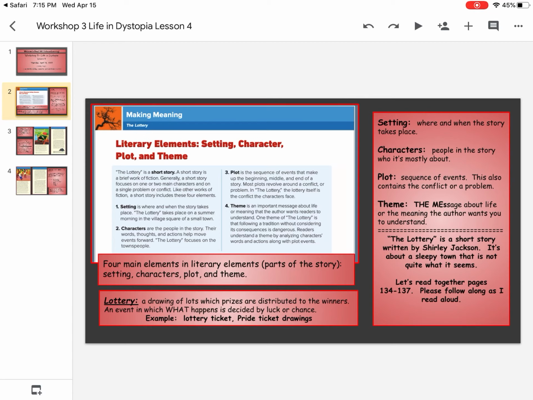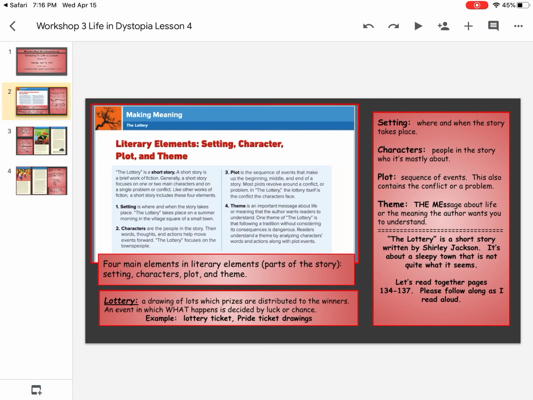Characters are the people in the story who it's mostly about. When you look at the lottery, the focus is going to be on the townspeople. Their words, thoughts, and actions are going to help move those events forward, and that moves into the plot. And the plot is just the sequence of events. It also contains a conflict or a problem. Usually when you think of a sequence of events, you think of a story being the beginning, middle, and the end. In the lottery itself is the conflict that the characters are going to face.